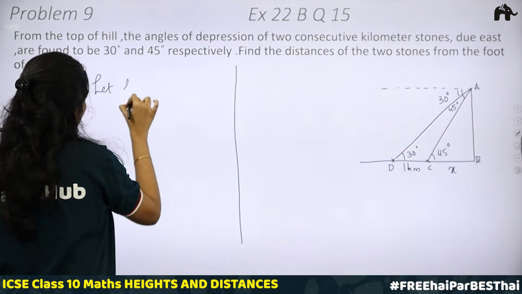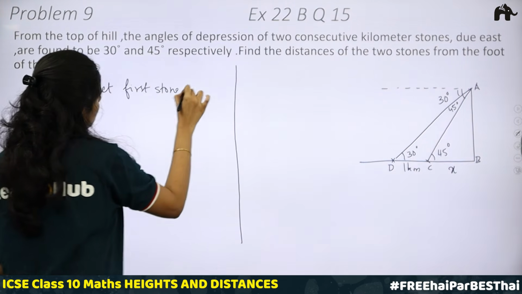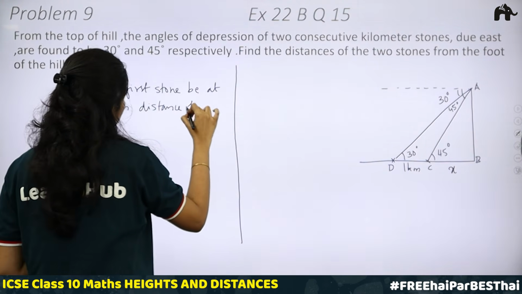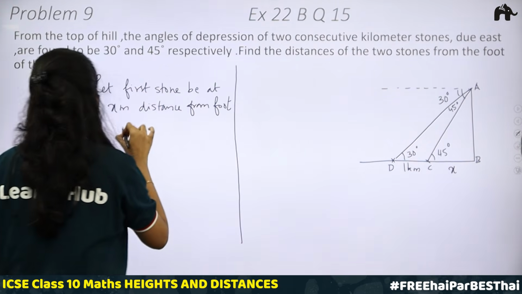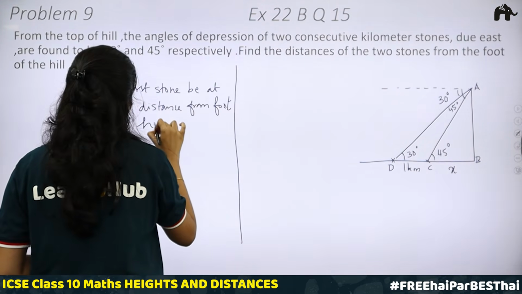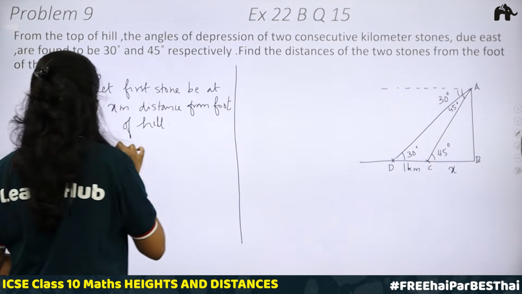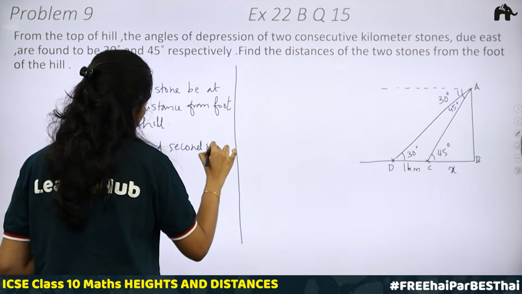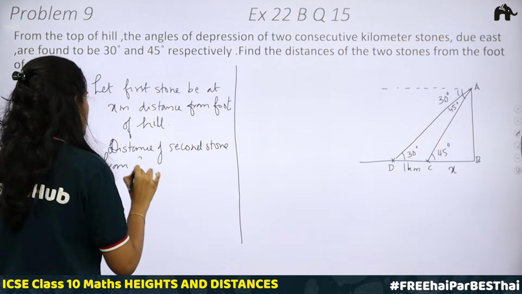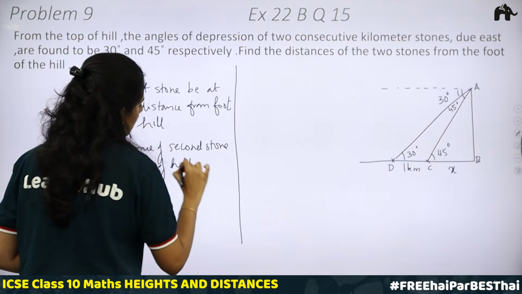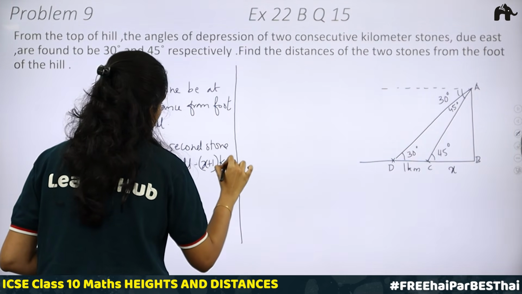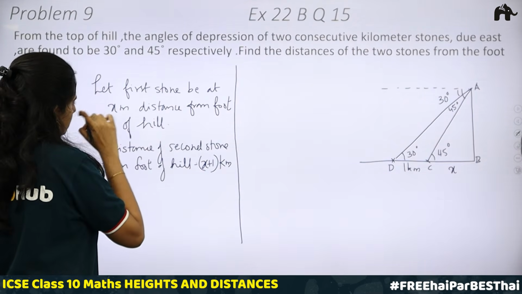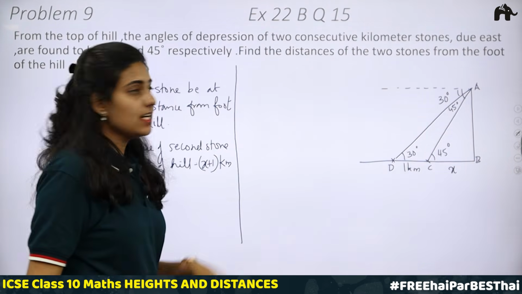Let the first stone be at x kilometers distance from the foot of the hill. Therefore, we will have the distance of the second stone from the foot of the hill equal to x plus 1 kilometers. This is x kilometers and x plus 1 kilometers.